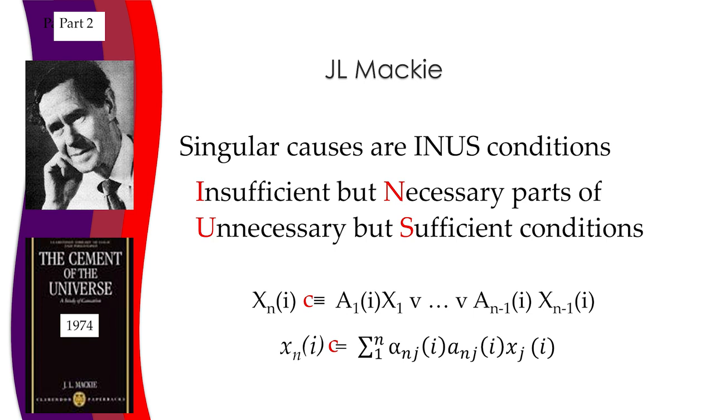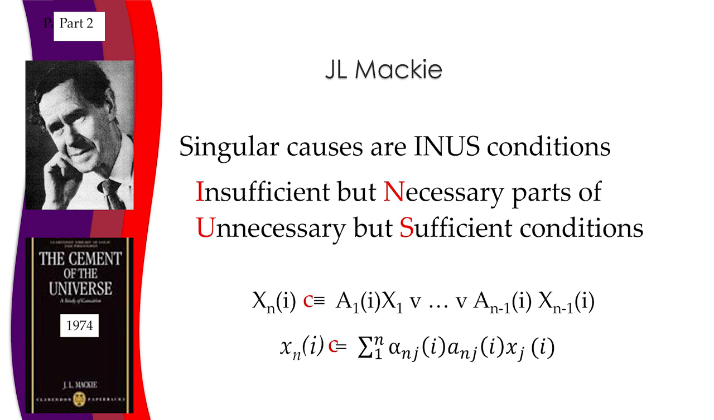A couple years before that, the philosopher J.L. Mackie wrote The Cement of the Universe, and he said exactly the same thing in philosopher's language, which is that singular causes are insufficient but necessary parts of unnecessary but sufficient conditions. So a sufficient condition is a pie, right? A pie is sufficient for an effect but not necessary, it's unnecessary for it, and then the parts of the pie are necessary in that pie, but they're insufficient by themselves to bring about the effect. So exactly the same thing as the causal pies.